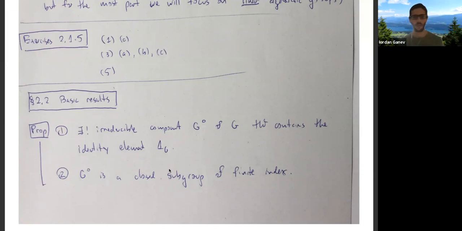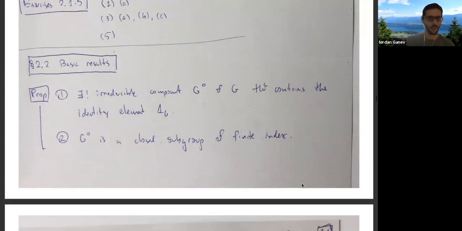We saw last time that these irreducible components could intersect in a general algebraic variety, but the claim is that here the identity is not contained in the intersection of any two irreducible components. There's a unique one that contains the identity. And in fact, this identity component has the structure of a group itself, and it's a closed subgroup of finite index in G. Yeah, finite index in G, that should say. Okay, so let me give a sketch of this proof.